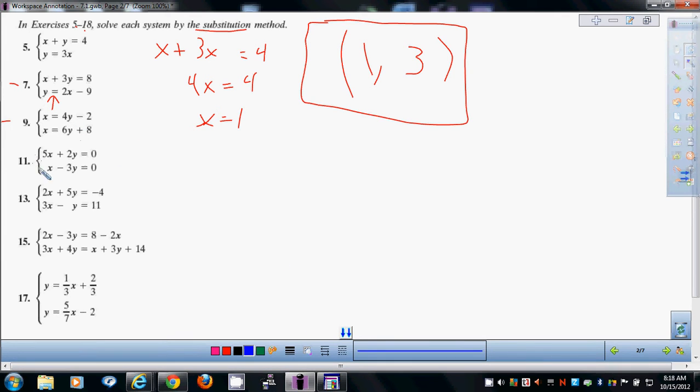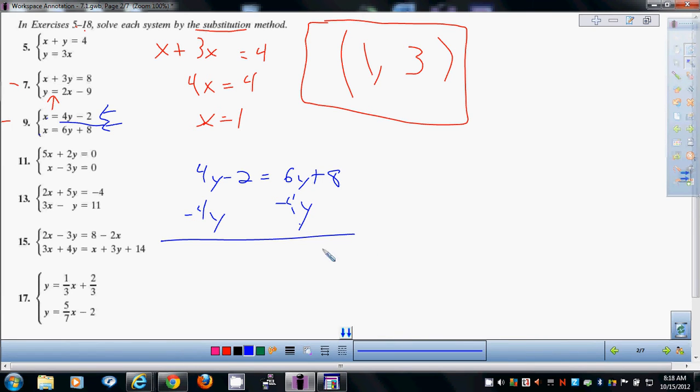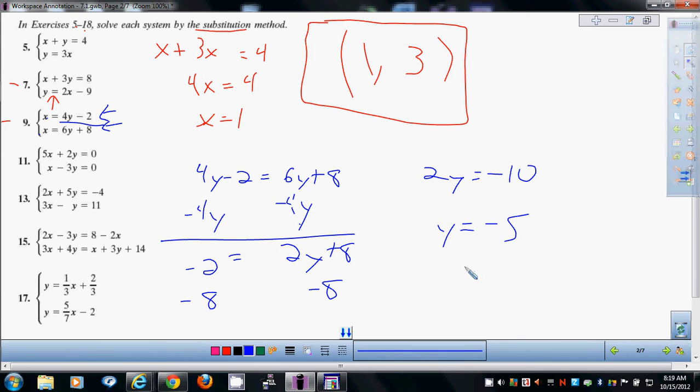Let's look at number 11. No, excuse me, number 9. Which one do you want to use? The top one or the bottom one? Either one. Top one it is. We're going to plug this in for the x on this equation. So that's 4y minus 2 equals 6y plus 8. Because we plug this in for this x. Subtract the 4y. That's a y. Subtract the 8. Divide by 2. And y equals negative 5.